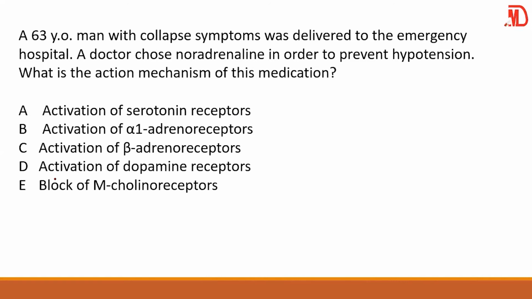We have a 63-year-old man with collapse symptoms delivered to the emergency hospital. A doctor chose noradrenaline in order to prevent hypotension. So what is the mechanism of action? You just need to know that norepinephrine functions by acting on the alpha adrenergic receptors. They act on alpha adrenergic receptors by constricting the vessels. So they are vasoconstrictors. That will lead to an increase in blood pressure, and hence it will prevent hypotension. So here you are talking about the alpha 1 adrenergic receptor.